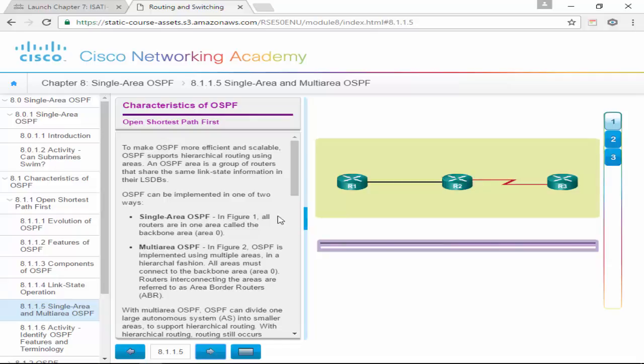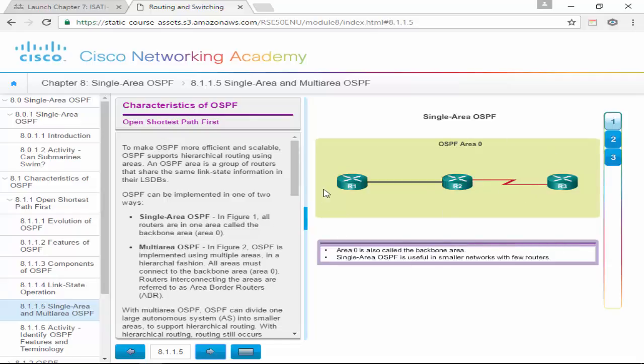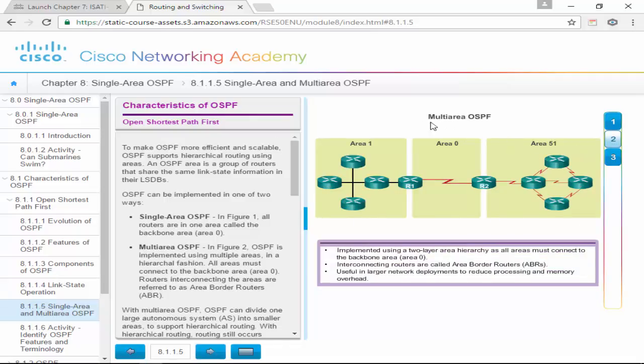Single area versus multiple area. So in single area, we just have area 0, the backbone area. We actually could do any area if we're just doing a single area, but since we want to build networks to scale and not be flat, we keep it in area 0. Now multi-area is where all areas have to connect to the backbone, so we have area 51 over here and area 1 over here. For them all to talk, they have to connect to that backbone area.